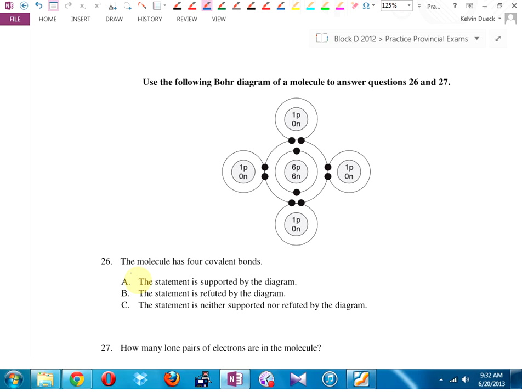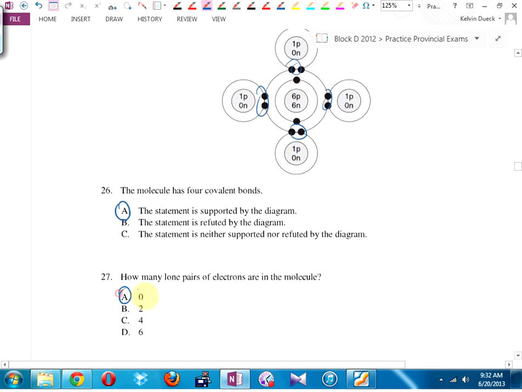Does this have 4 covalent bonds? Yeah, we write ionic bonds differently. Covalent bonds, you're sharing the electrons. So this statement is supported by the diagram. How many lone pairs of electrons are in the molecule? Let's see. There's a pair, there's a pair, there's a pair. There. You know what? I think none.